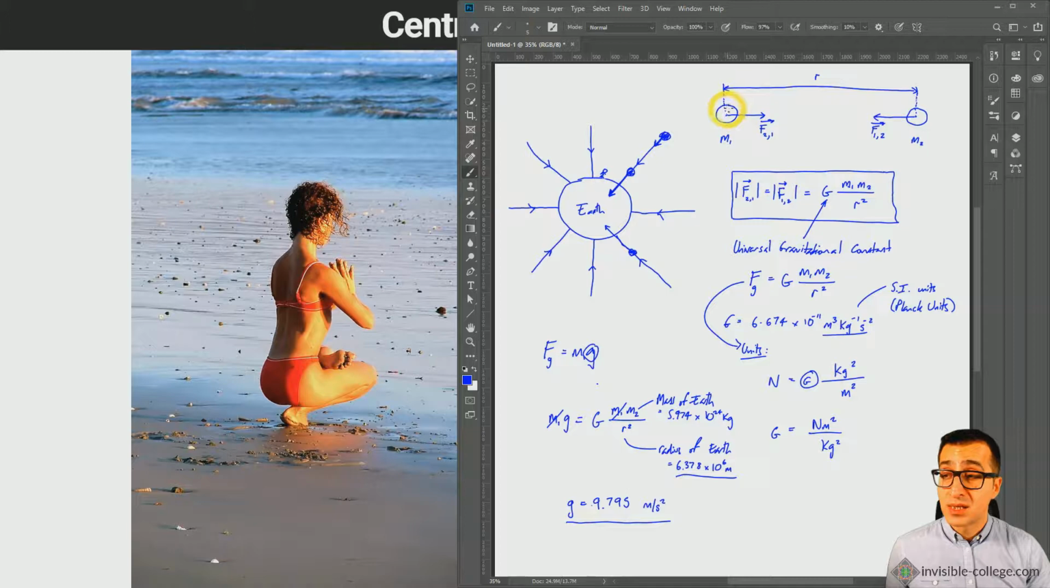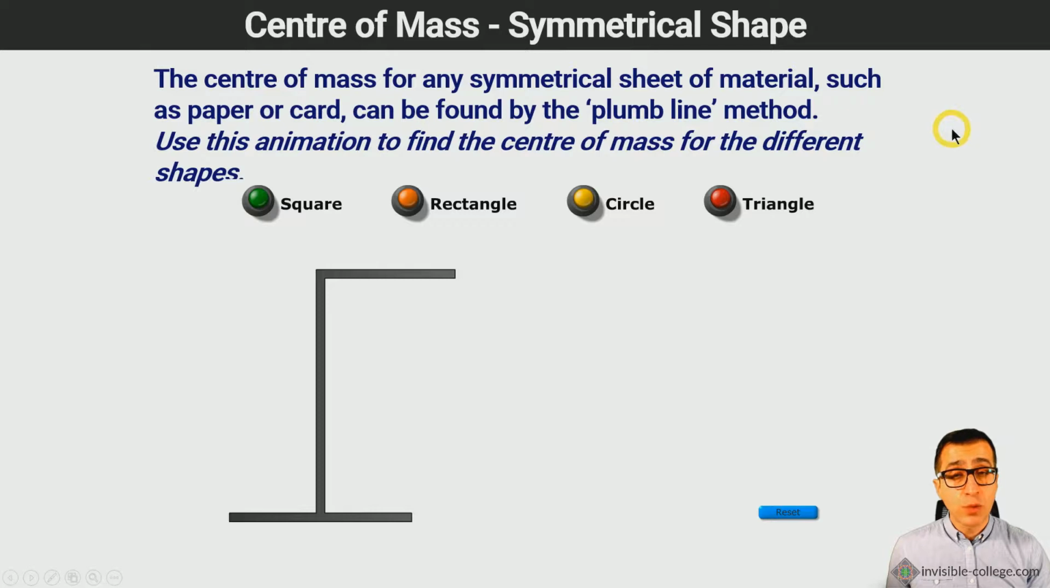Now, if we're talking about an object which is a sphere made of a homogeneous material, meaning that it has the same mass density all the way through it, its centre of mass will be located at the geometric centre of that sphere. So, if we're talking about symmetrical, homogeneous objects, objects made up of the same material all the way throughout, with the same density all the way through, then we can find the centre of mass of these objects in a couple of different ways.